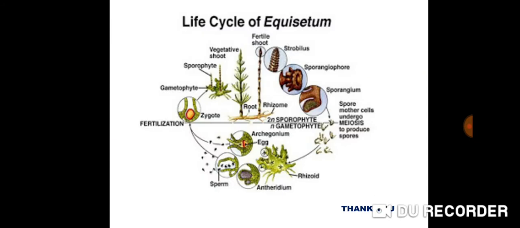Now there is the life cycle of Equisetum. Here there are 2 generations. One is the gametophytic and the other one is the sporophytic generation. Here the Equisetum plant itself is sporophytic in nature and it produces the strobili, which contain a number of sporangiophores, containing a number of sporangia. Each sporangium contains spores. Each spore mother cell, by reductional division, forms haploid spores or monospores.